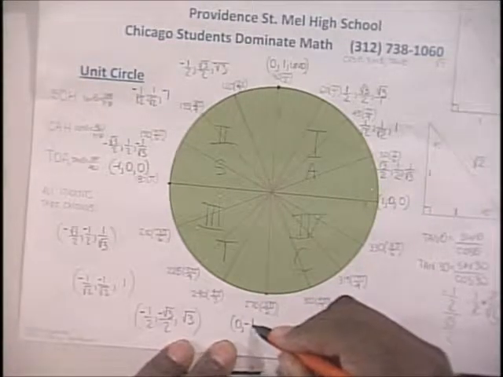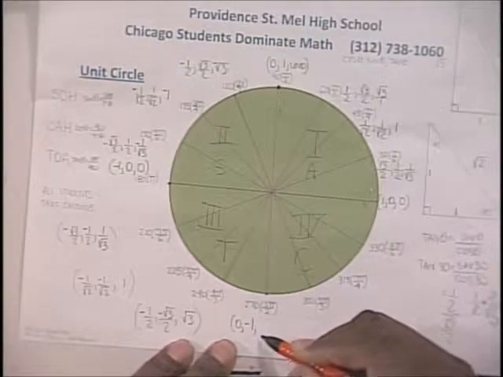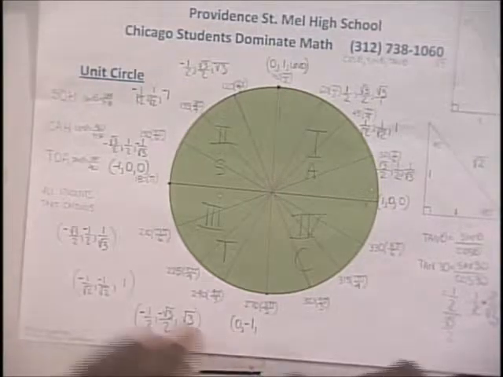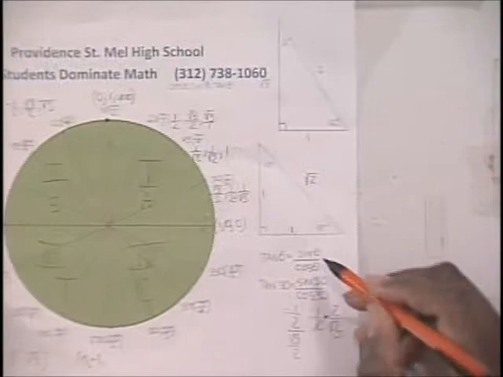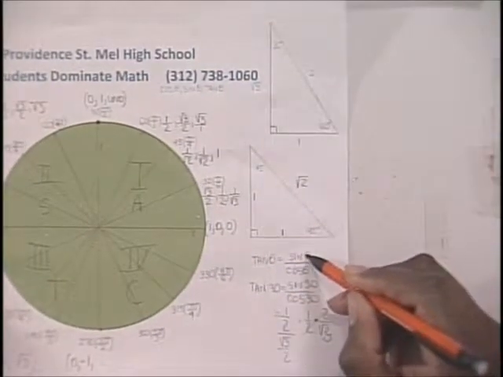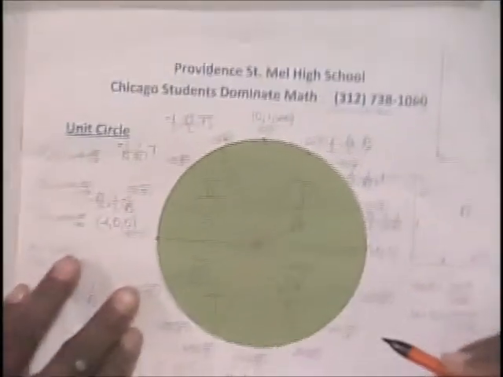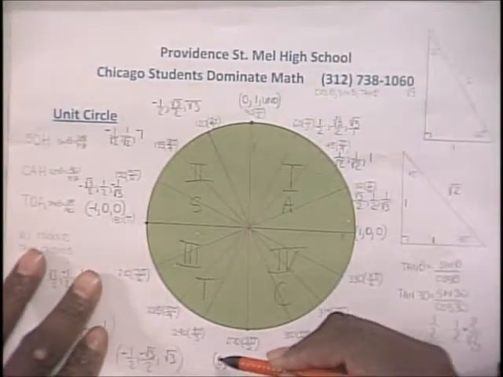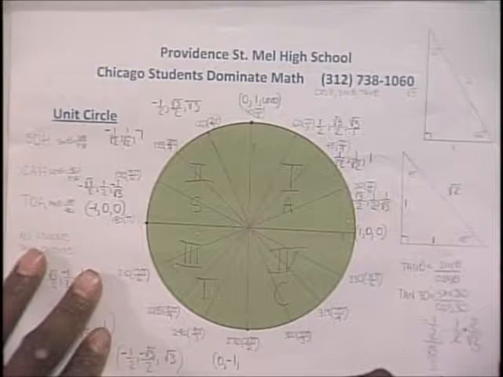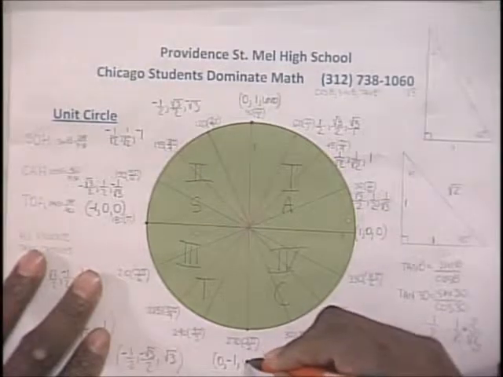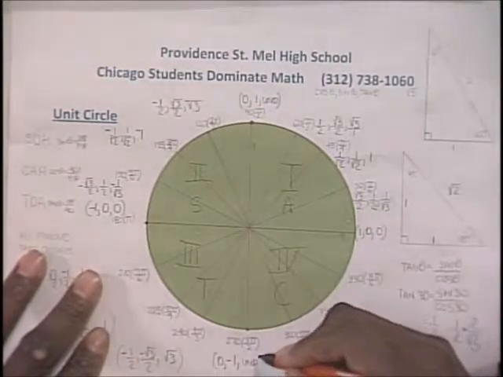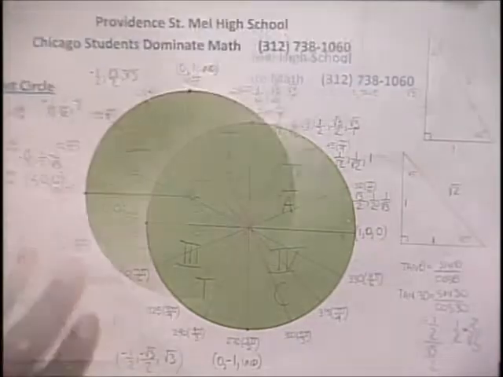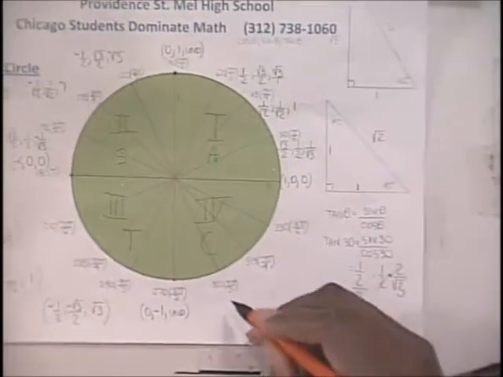The tangent of 270, we've already talked about this. Tangent of an angle is the sine of the angle over the cosine of the angle. So the sine of 270 is negative 1 divided by the cosine of 270, which is 0. You'd end up with a denominator of 0, which is undefined.